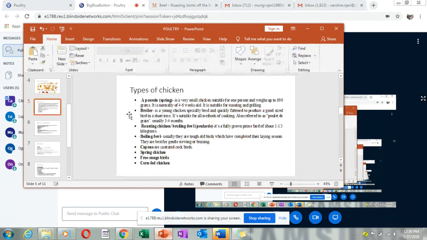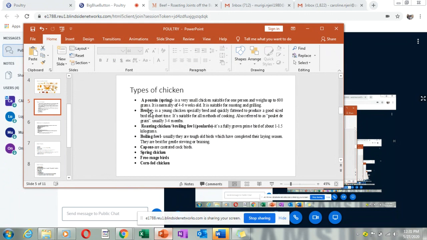So you have the pusin. A pusin is a very small chicken, but it can actually go between 600 grams and 1 kg. You can roast it whole or grill it. Then we have broilers. I think the broilers are the ones that we are very familiar with, like the ones we get in the kitchen. Those common ones.